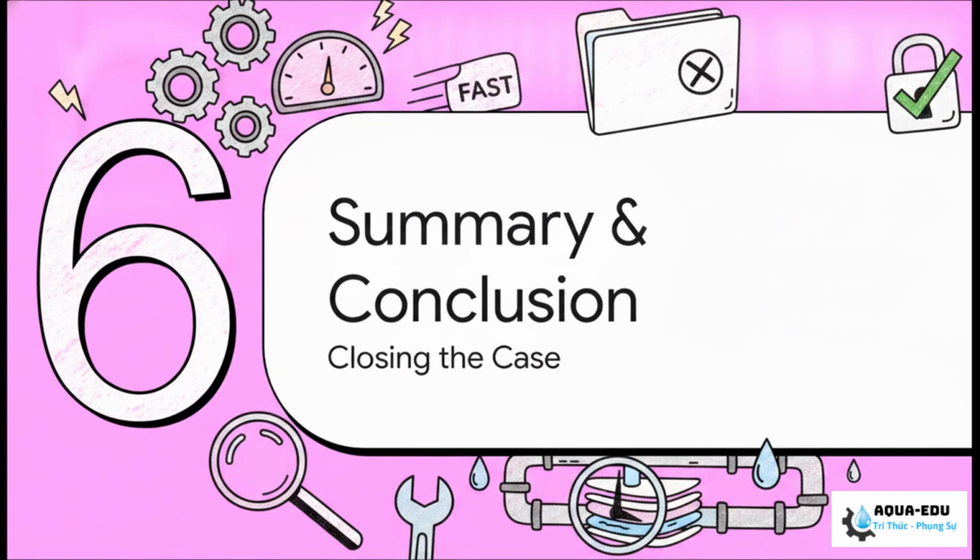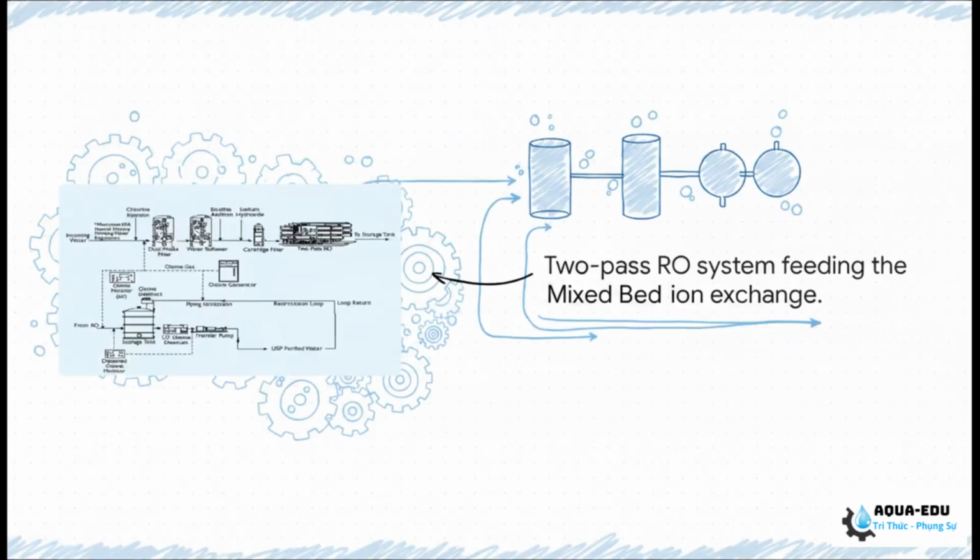And that brings us to part 6, final summary. Let's talk about why rapid response matters so much. Let's see how this builds downstream. The RO permeate feeds directly into the mixed bed ion exchange and EDI units. Everything in this ultra-pure water chain is tightly, intimately interlinked.